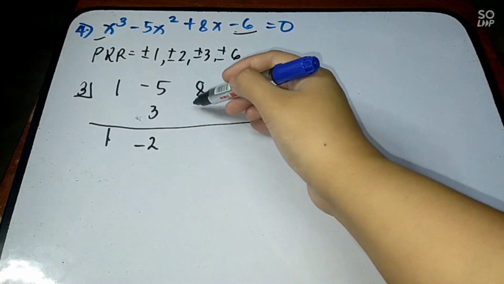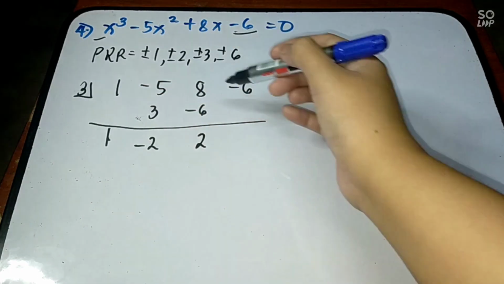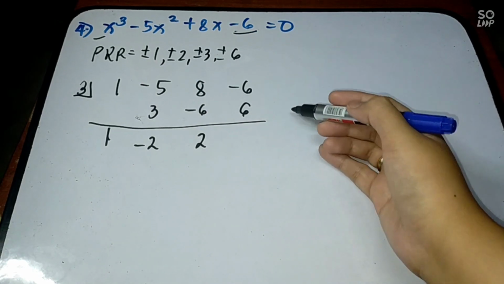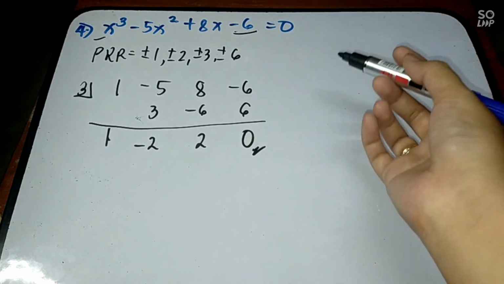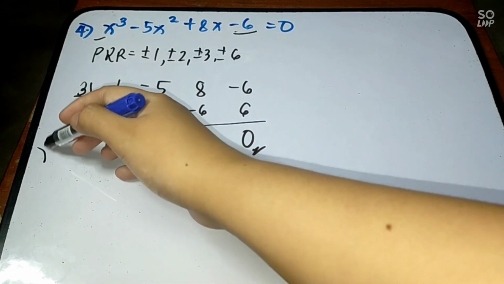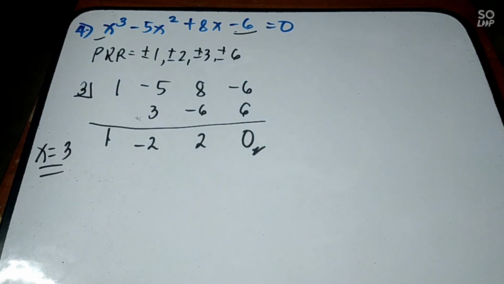Negative 2 times 3, the answer is negative 6. 8 minus 6, the answer is 2. 2 times 3, the answer is 6. Tumama ulit. So, therefore, we have here 0. So, since our remainder is 0, therefore, ang isa nating x is equal to 3. So, meron na tayong isang root.